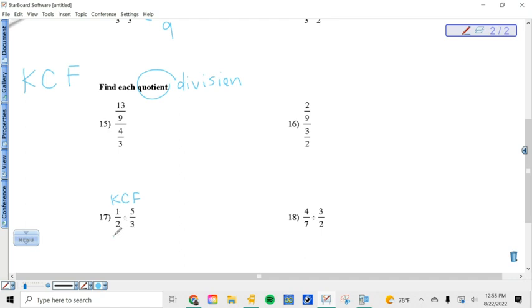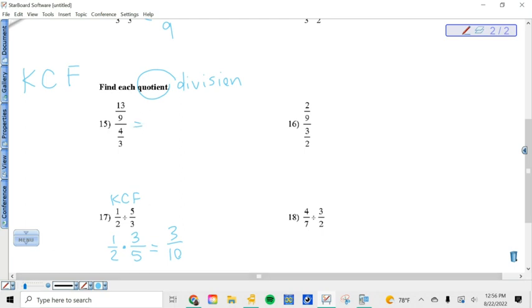So I keep the first one, 1/2. Change this division symbol into what? Yeah, multiplication. And then I flip my second fraction. So instead of 5/3, I'm going to make it 3/5. And now it's just a multiplication problem. So what do I do for multiplication? Yes. 1 times 3 gives you? And 2 times 5 gives you? Perfect.